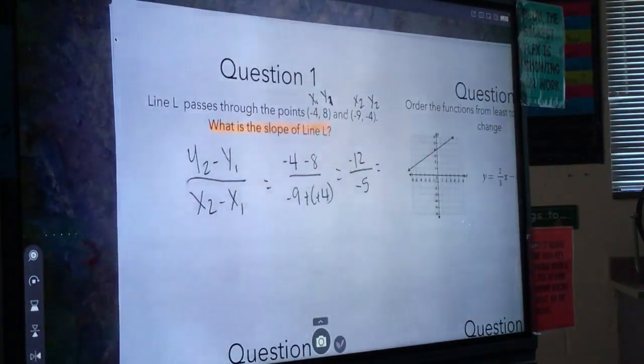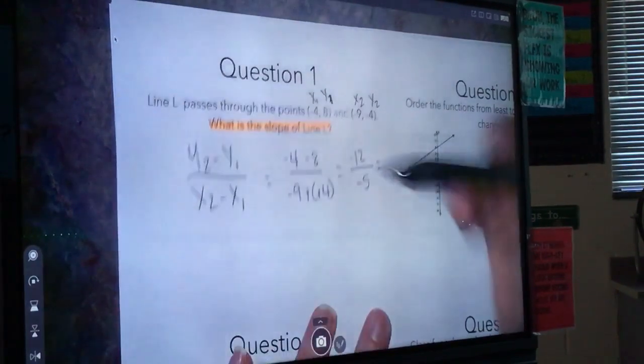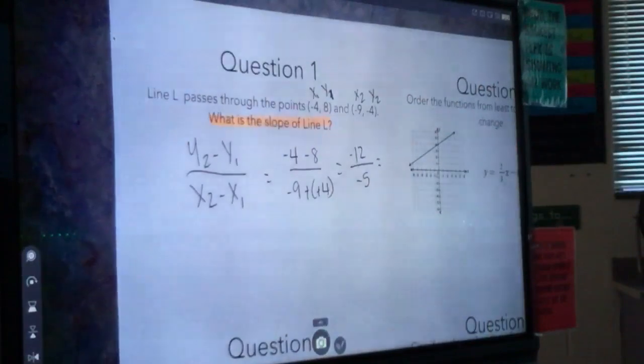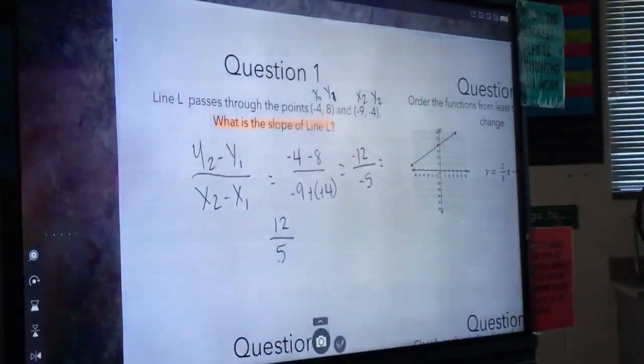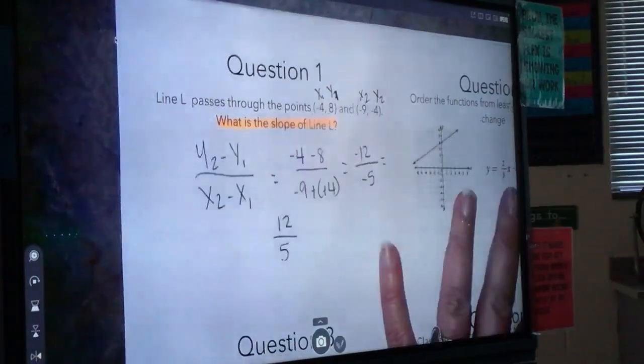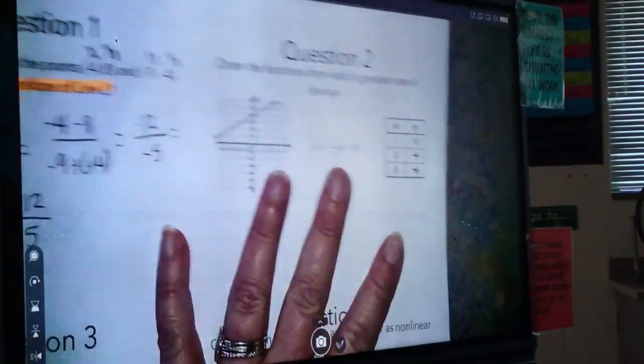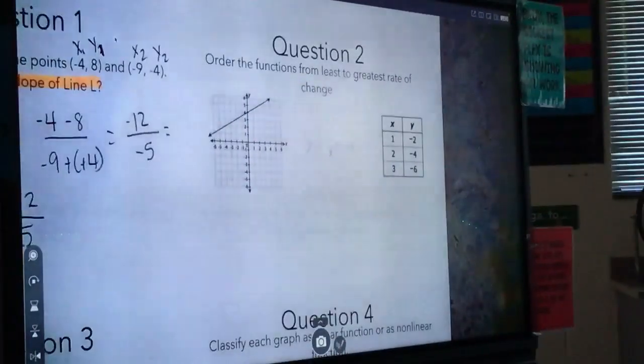Alright, so, Jeffrey, when you have -12 divided by -5, what do you end up with? No, we do not end up with -12, -5. You have 2 negatives. What happens? Anthony? Yes, so this becomes 12 over 5. All right, number 2. Or, sorry, what's another one you guys would like to go over?